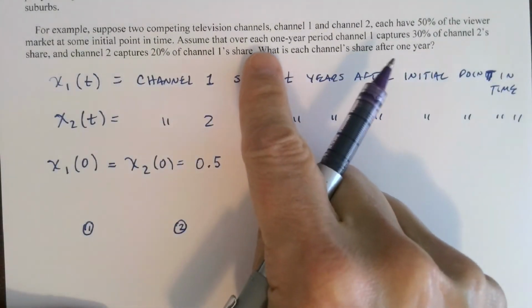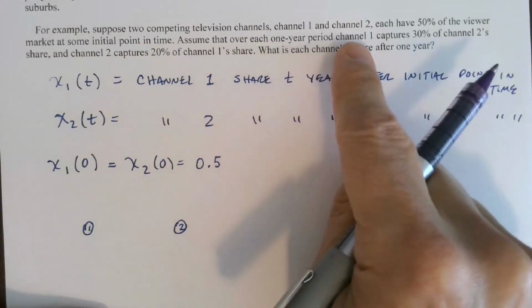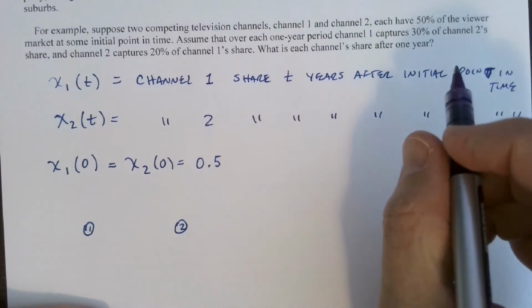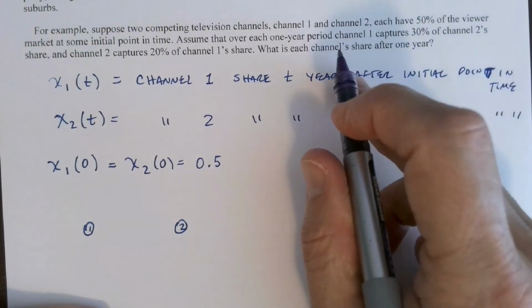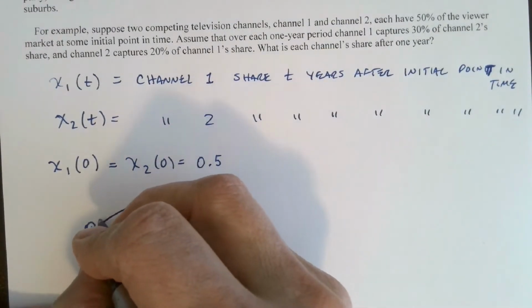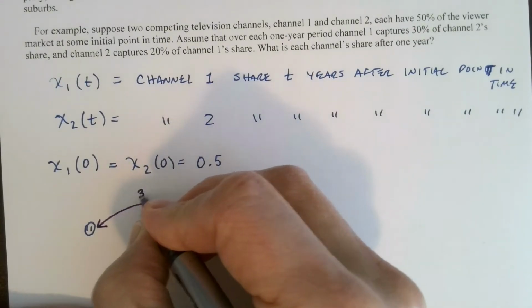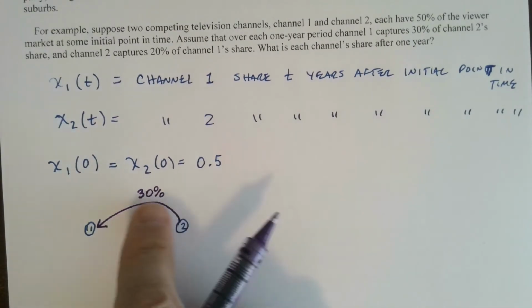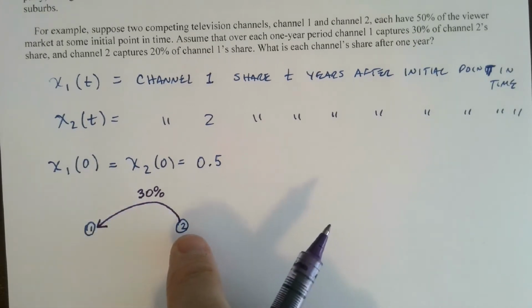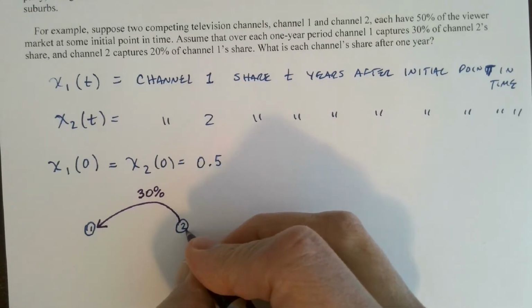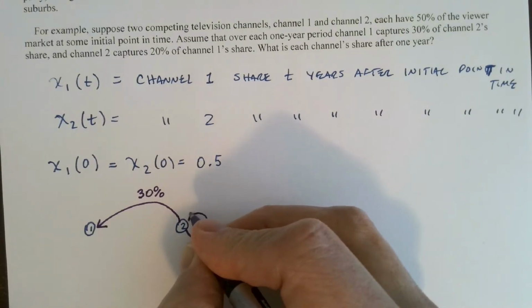Initially, assume after every 1-year period, channel 1 captures 30% of channel 2's share. That means 30% of the people watching channel 2 will switch to channel 1. So I'll draw an arrow over to channel 1, and we'll put in 30%. Now, I also like to realize that if 30% of channel 2 viewers are switching allegiance to channel 1, then the remaining 70% are staying with channel 2, and the way I indicate that is with a recircling back arrow.